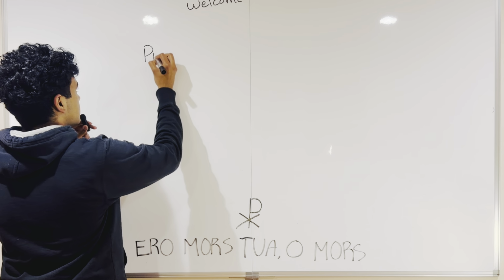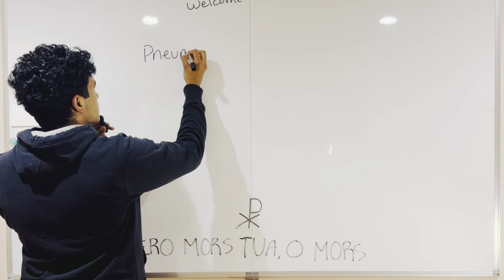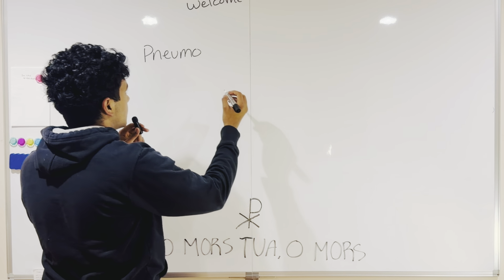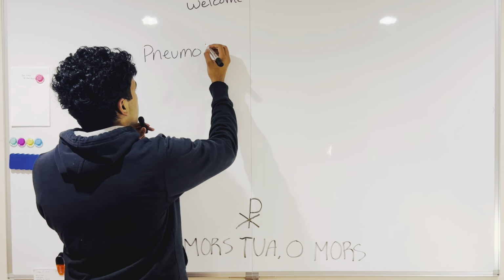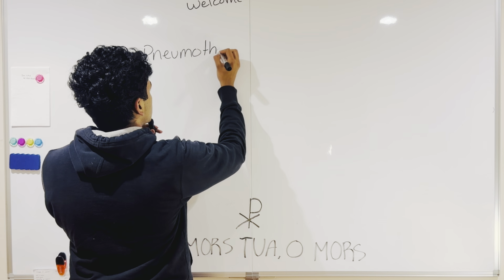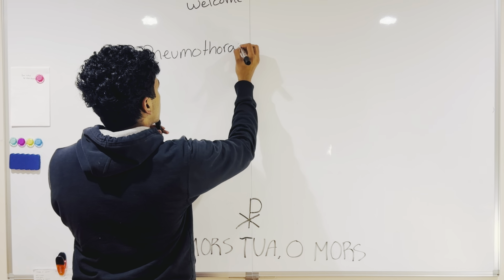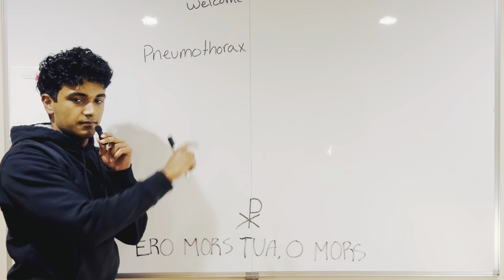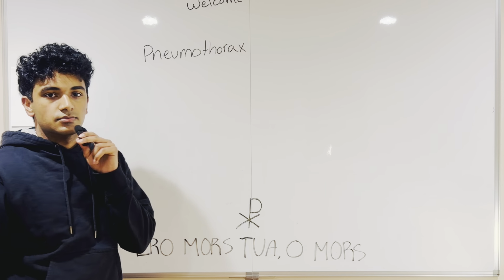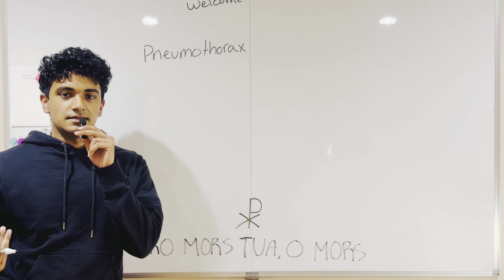the first thing we're going over is pneumothorax. And a pneumothorax, you can basically tell what it is from the name. So pneumo, meaning, I think it means either lungs or air, and thorax, meaning thoracic cavity. And so this is where you have air in your thoracic cavity.